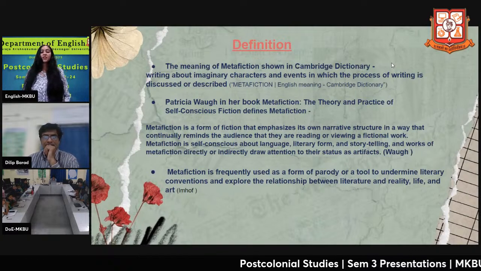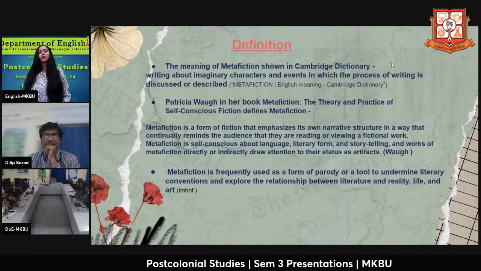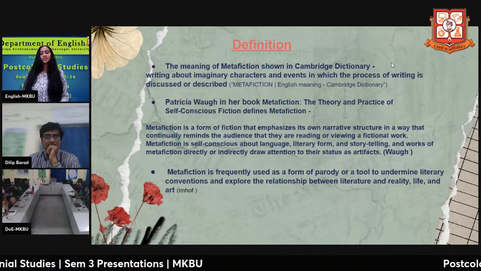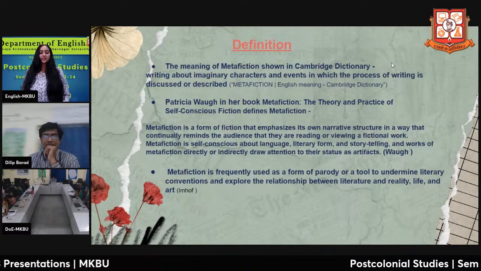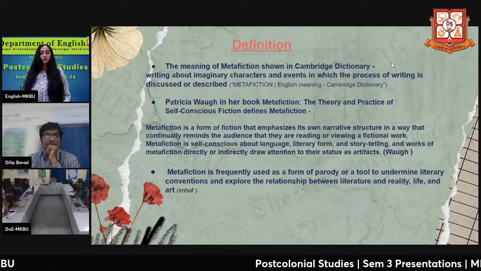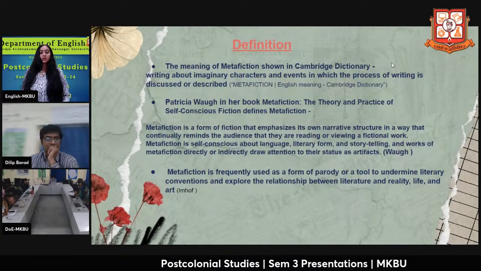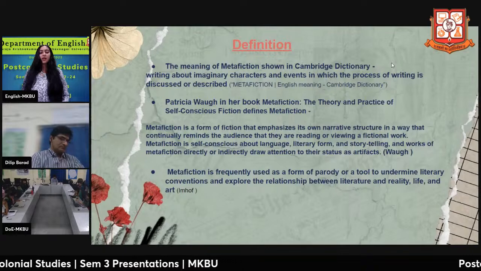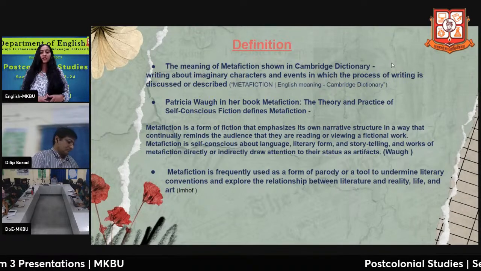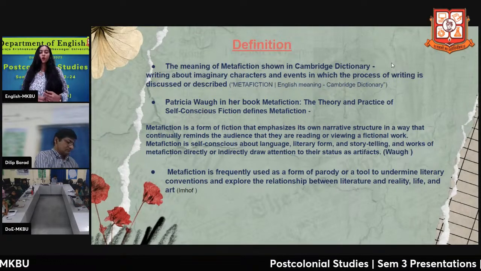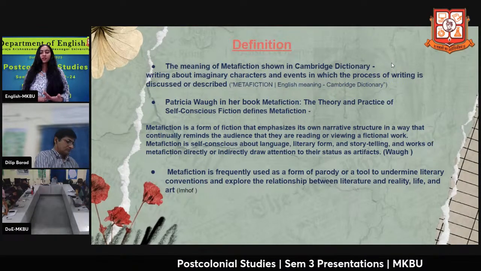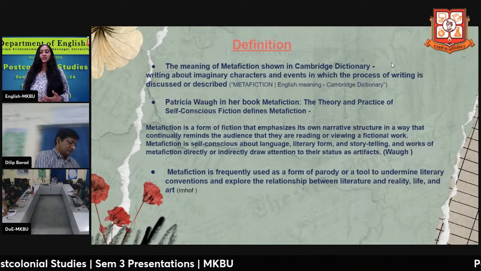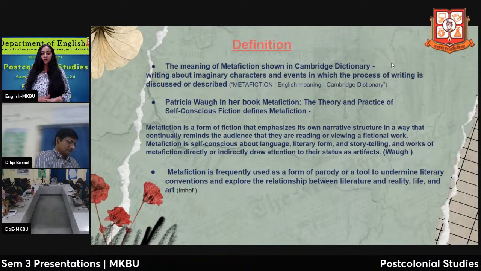Definition: The meaning of metafiction shown in the Cambridge Dictionary is writing about imaginary characters and events in which the process of writing is discussed or described. Patricia Waugh, in her book Metafiction, says that the theory and practice of self-conscious fiction defines metafiction. Metafiction is a form of fiction that emphasizes its own narrative structure in a way that continually reminds the audience that they are reading or viewing a fictional work.